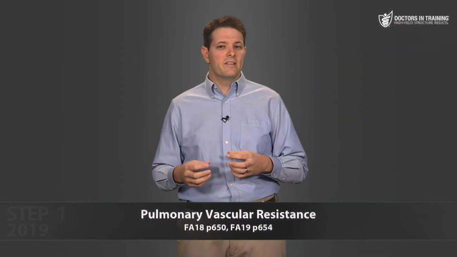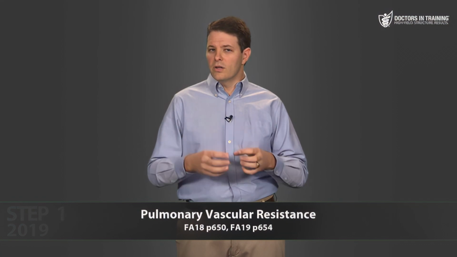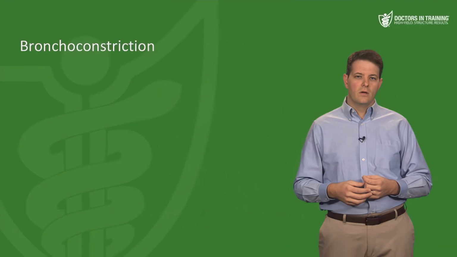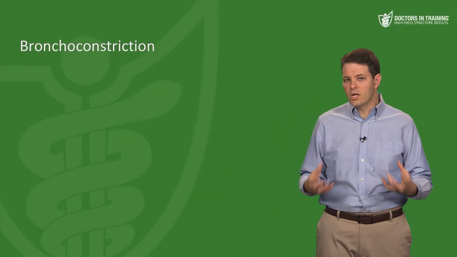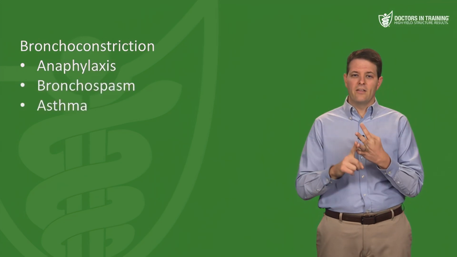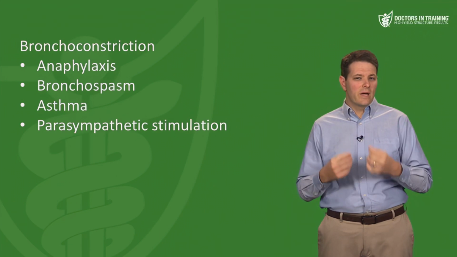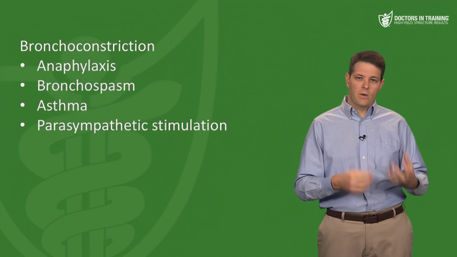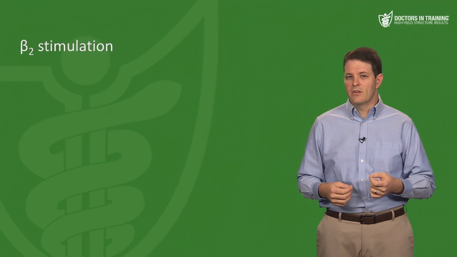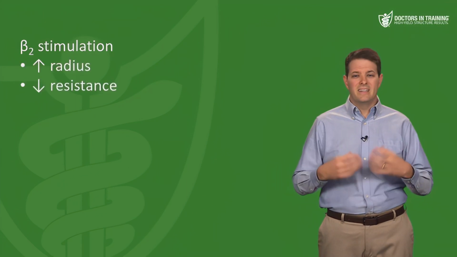So if airway resistance is related in part to the diameter of the airway, that explains why bronchoconstriction increases airway resistance and decreases airflow. So what kinds of things cause constriction of an airway? Well, think about anaphylaxis, bronchospasm, asthma, and parasympathetic stimulation. These are all things that decrease the radius of the airway and increase the airway resistance. Now, how would sympathetic stimulation of beta-2 receptors affect the radius of the airway? Well, it's going to increase the radius and thereby decrease resistance.